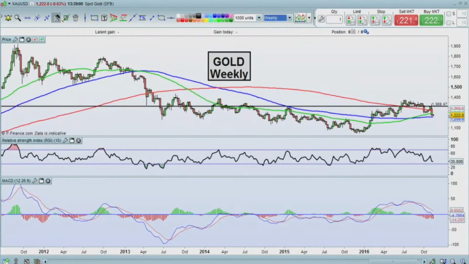I want to take a look at the price of gold, and if we look at three different charts today, I've got three different panels on my chart, but three different length charts. We start off first of all with the weekly chart. We can see what's going on.